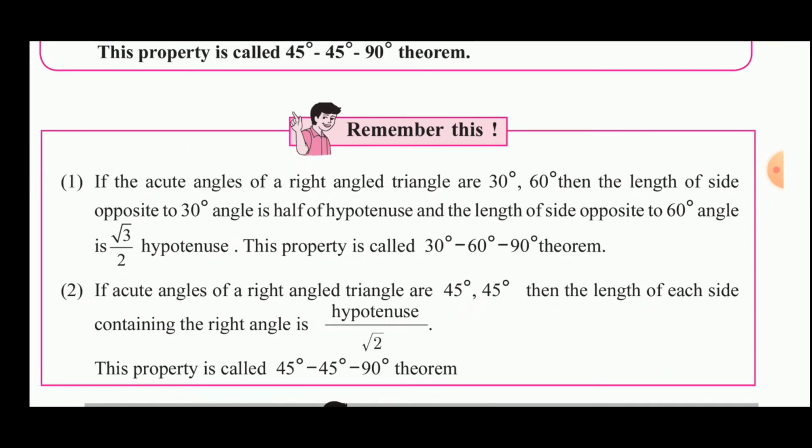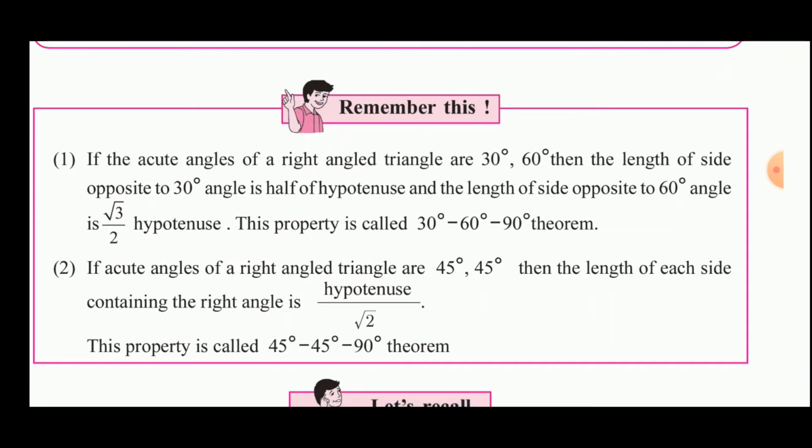So now you have to remember that if the acute angles of a right angle triangle are 30 and 60, then the length of the side opposite to the 30 degree angle is half of the hypotenuse and the length of the side opposite to the 60 degree angle is root 3 by 2 times the hypotenuse. This property is called the 30-60-90 theorem.